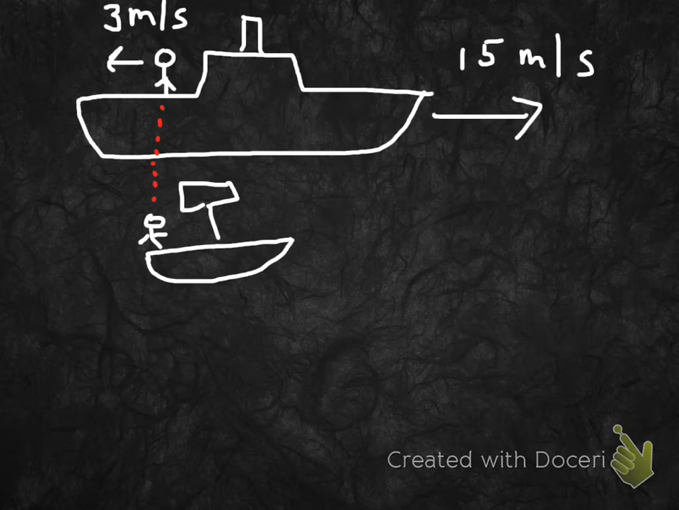So to him, it looks like you're actually just going how fast? How fast would you think, from his frame of reference, it would look like you're walking? That's right, 12 meters per second. We'll subtract the 3 from the 15.